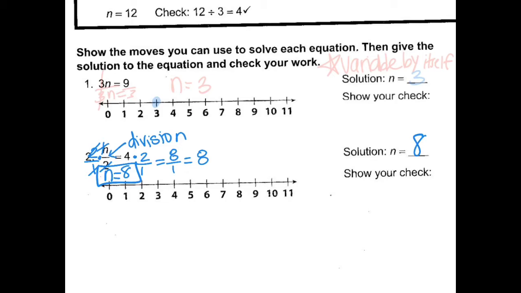How could I check my work? I could plug 8 in for n over 2. Well, does 8 divided by 2 equal 4? Yes, so I know my answer is correct.